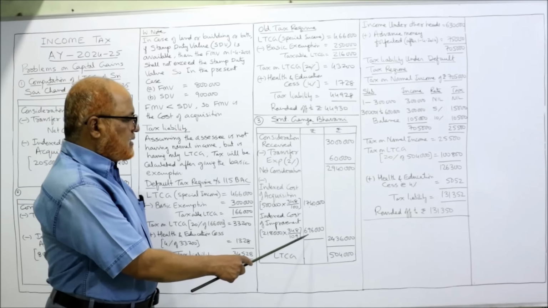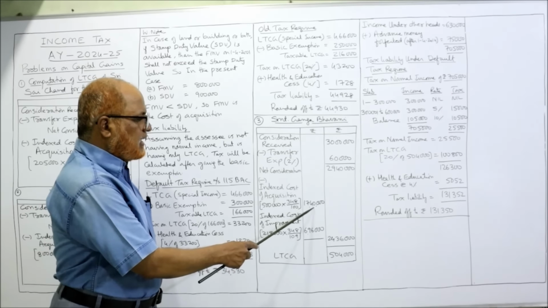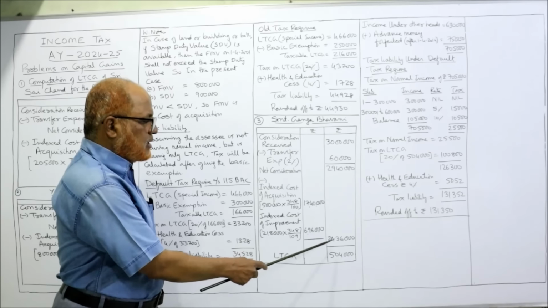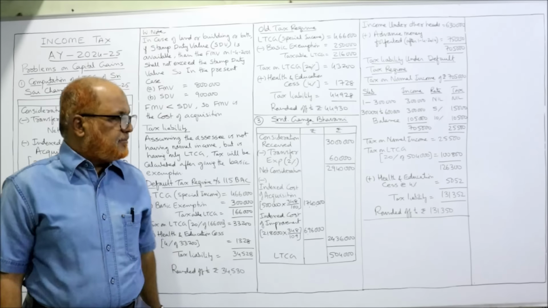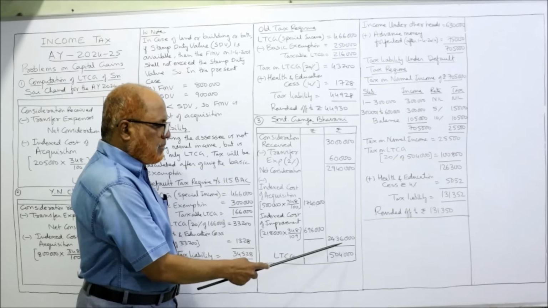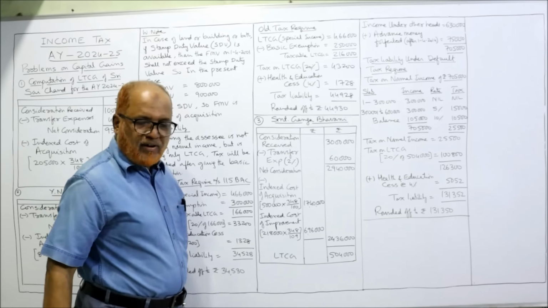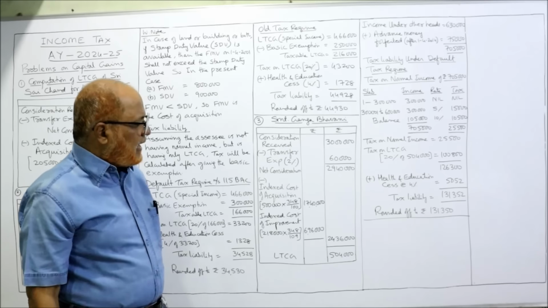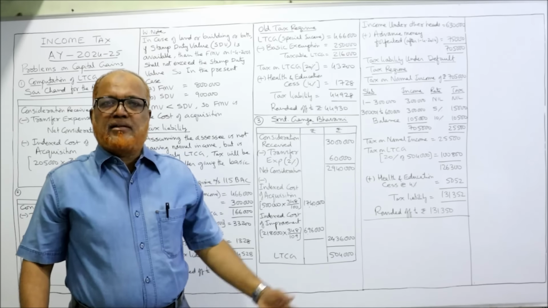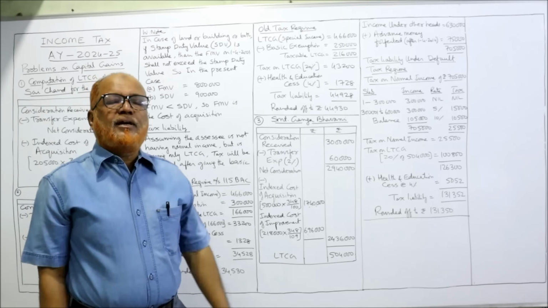Now take the total, 17,40,000 plus 6,96,000. 24,36,000 is the total. Subtract. 29,40,000 minus 24,36,000, you get 5,04,000. So LTCG will be 5,04,000. That's it. We have computed the long-term capital gain.